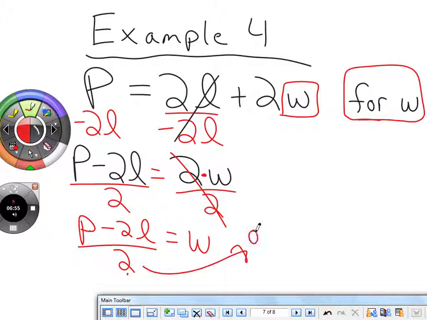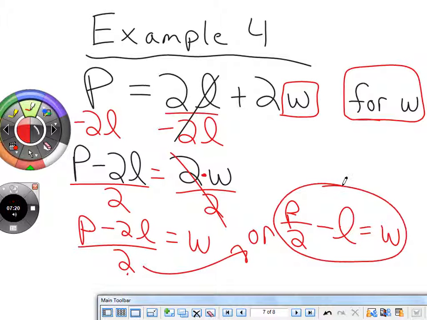Or you could take each of them and divide. So p divided by 2, and then minus, and then the 2's could cancel out. So that would be p minus l. Yeah, p minus l. And then equals, and then the right side would be w. So I'm going to say that's a good answer, isolating the w. And I'm also going to say that that's a good answer. All right?